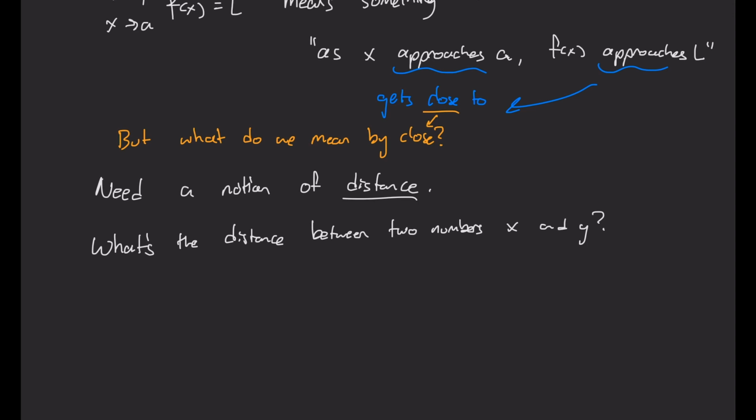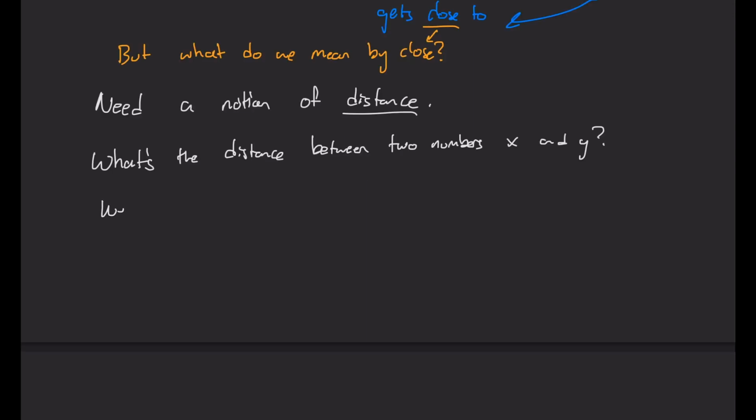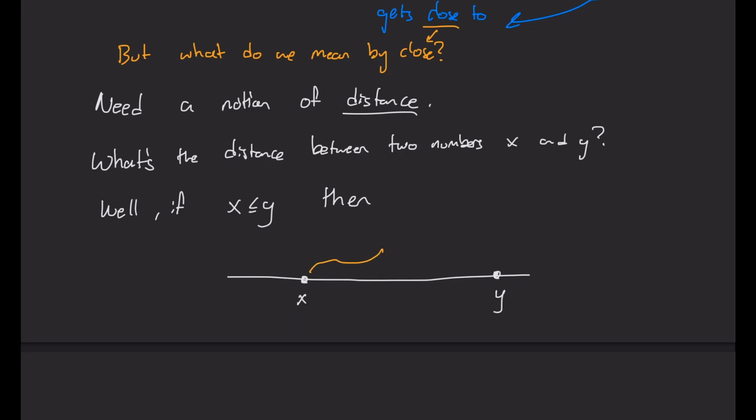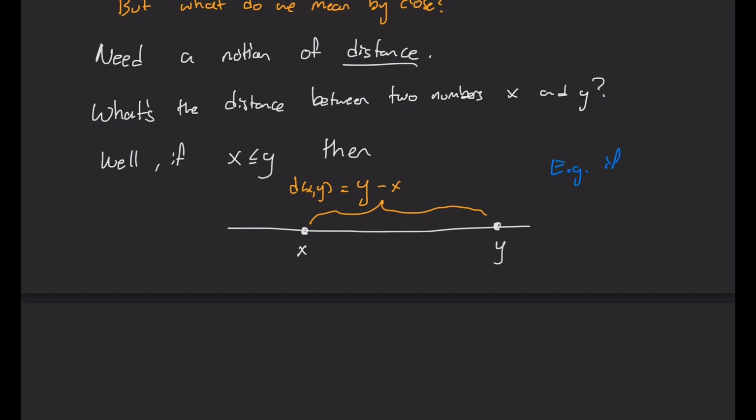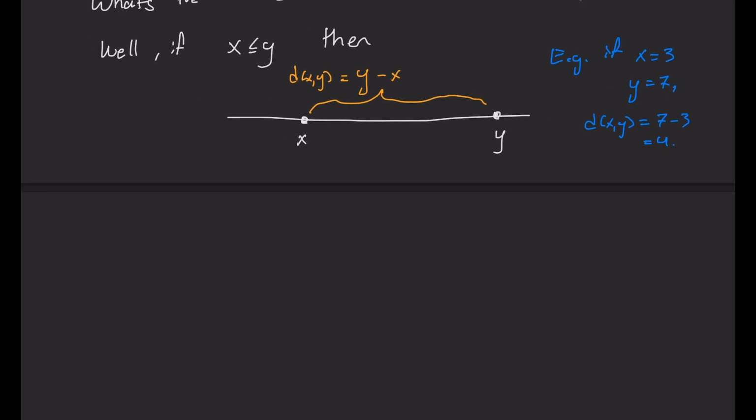I want to split this into 2 cases, and you might see why when I draw this. If x is less than or equal to y, then let's plot them out on a line. So that means that x is on the left and y is on the right. Then the distance between them is the length of this line between them. And we can probably see that that's y minus x. So the distance between x and y in this case is y minus x. For example, if x is 3 and y is 7, then the distance between them is 7 minus 3, which is 4. And that checks out.